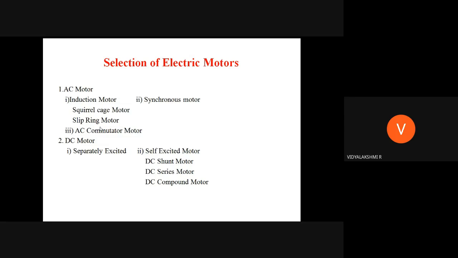So the starter is nothing but resistance only. All the resistance I have to add with the rotating part of the motor. In case it is an AC motor, I add the resistance into the rotor. If it is a DC motor, I add the resistance to the armature. So this is what is said in the point.